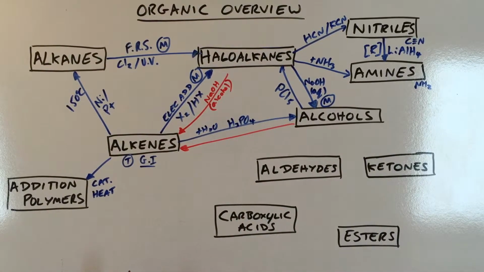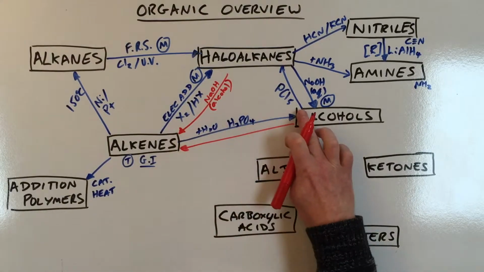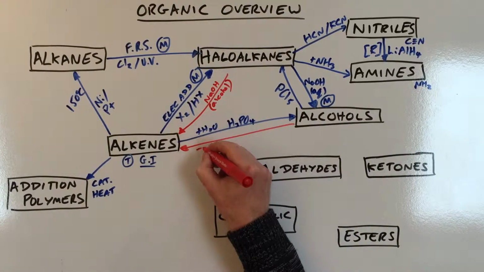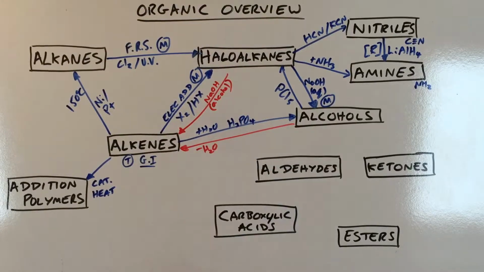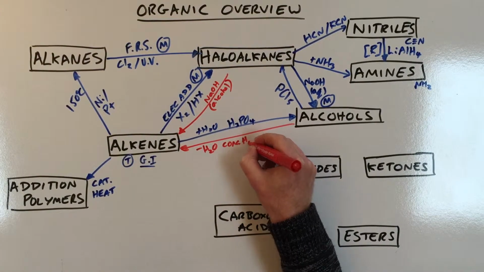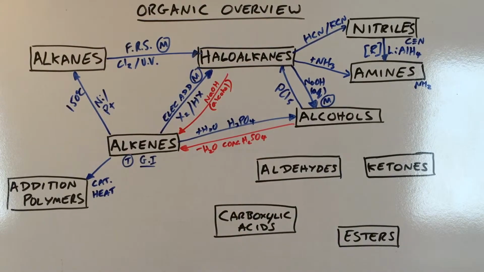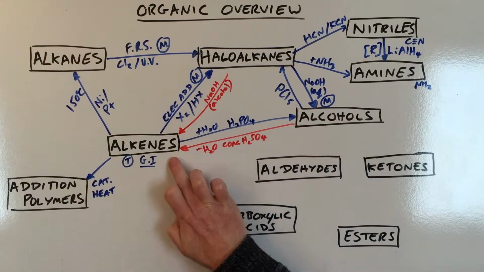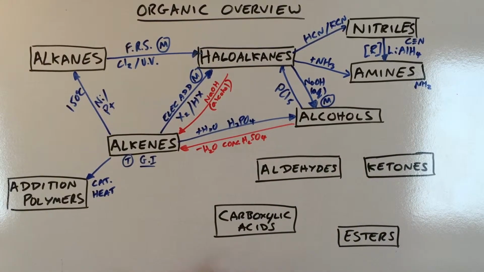Now that is a kind of elimination, but we're removing water here. So this is dehydration, and for that, we need conc. H2SO4. Concentrated sulfuric acid is a really good dehydrating agent, and it will get your alcohol and turn it back into an alkene.